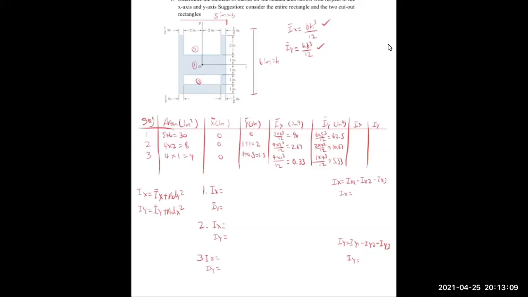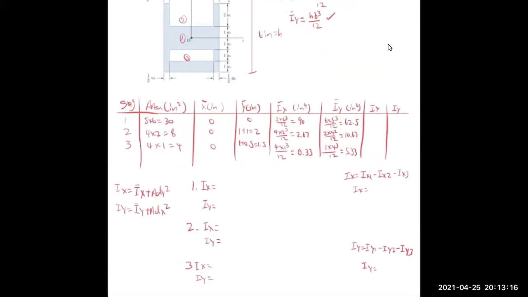So let's find out what Ix and Iy are. For segment 1, we know that Ix will be 90, plus the area. The area is not for the entire composite body, it's only for this segment. For segment 1, the area we found right here is 30, right? So 30, multiplied by the dy, which is the perpendicular distance from the centroid of this segment to the centroid of the composite body.